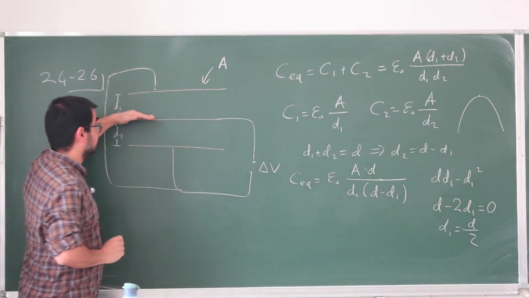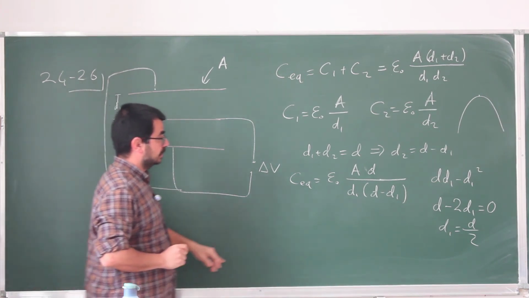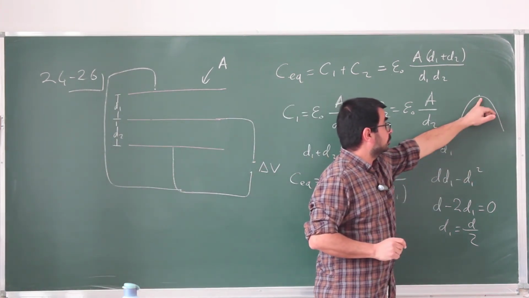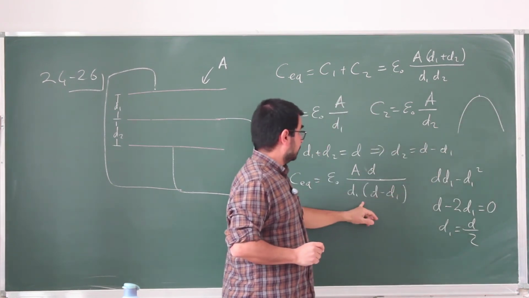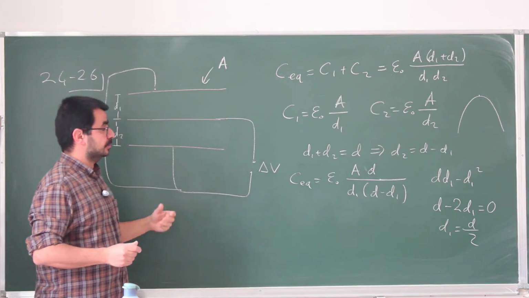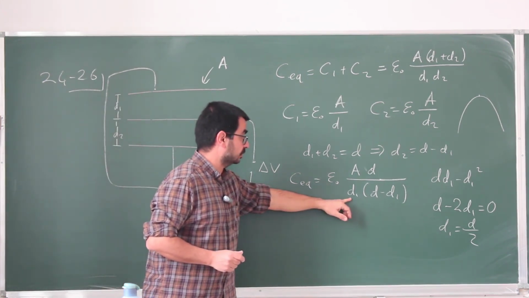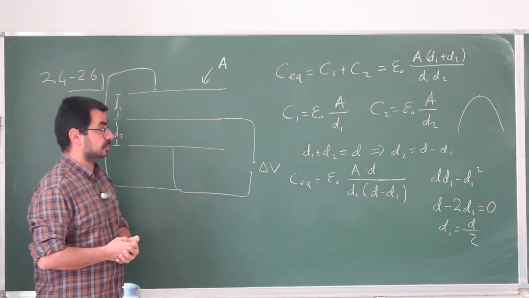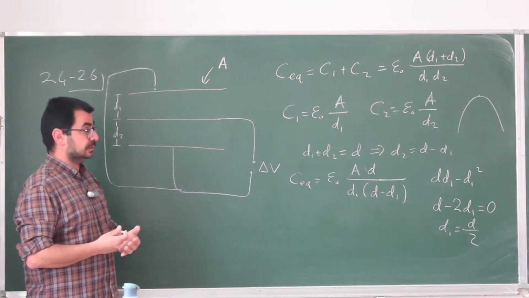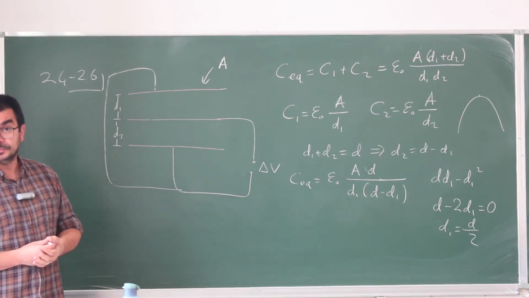So that's when the middle plate is midway between the two other plates. That corresponds to the maximum of this parabola. That being in the denominator corresponds to the minimum of the equivalent capacitance. The maximum, as I said before, is just going to be infinity when D1 is equal to 0, or when D1 is equal to D, corresponding to D2 equal to 0. And I believe that's all for this problem.